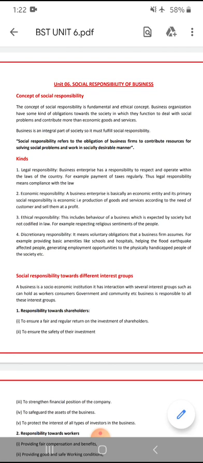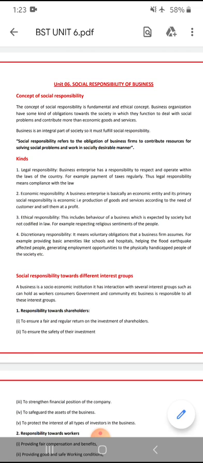So you can say that simply a social responsibility is an obligation of business firm to contribute resources for solving social problems and work in a socially desirable manner. So now let us come to the kinds of social responsibility. So students, we have generally four types of social responsibility, which are legal responsibility, economic responsibility, ethical responsibility, and discretionary responsibility. So now let us start with first, which is legal responsibility.